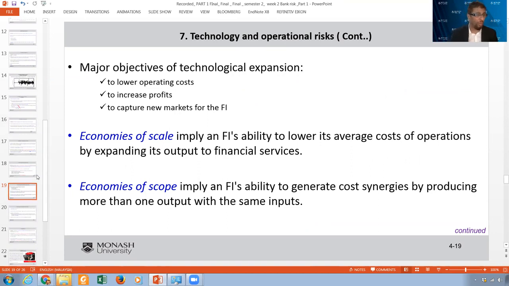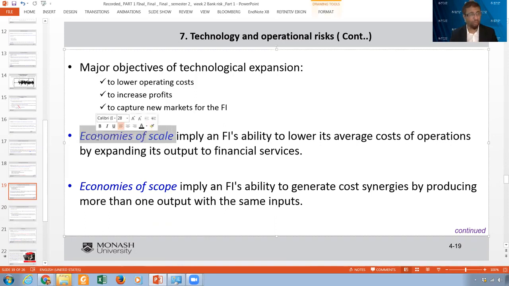So this is one of the problems. Now, we have major objectives of technological expansion. We acquire technology to lower operational costs, to increase profits, or to penetrate new markets. We also build economies of scale, and maybe this is a new term for some of you. Economies of scale imply the financial institution's ability to lower its average cost of operations by expanding its output of financial services, which means they can use the same data with technologies to introduce new products.